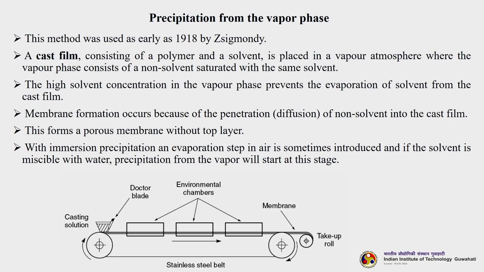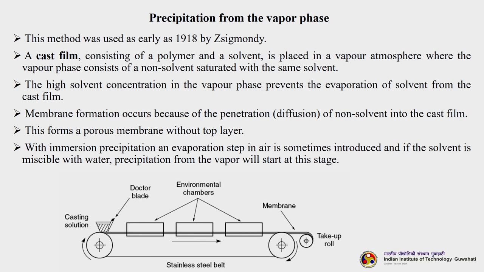The next one is precipitation by vapor phase. This method was used long back in 1980 by Zsigmondy, who prepared a polymeric membrane using this particular technique. A cast film consisting of a polymer and solvent is placed in a vapor atmosphere, or we can call it a humid atmosphere. Many books have written that in the humid atmosphere, the vapor phase consists of a non-solvent saturated with the same solvent. The high solvent concentration in the vapor phase prevents the evaporation of the solvent from the cast film. The membrane formation occurs because of the penetration of the non-solvent into the cast film.